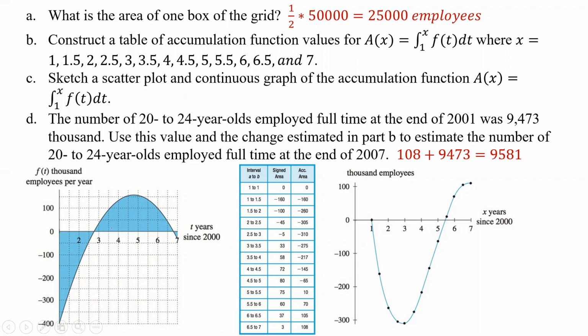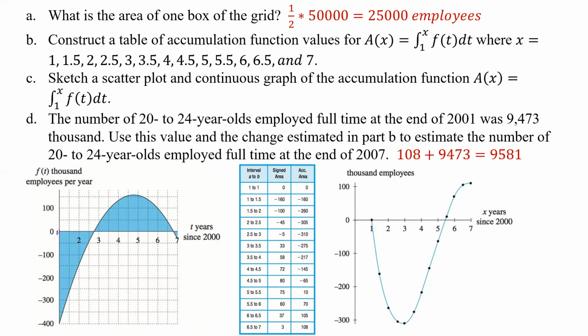So now they say, okay, now let's construct a table of accumulation for A of x for 1 to x for f of t. So again, this starts at 1. So this isn't a 0. So you have to kind of notice that. That goes 2 to 3 and then 2 to 1. So this is starting at 1 here. So we kind of have to remember that. And we're going to go up by half units.